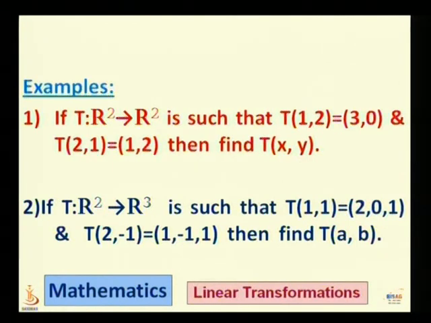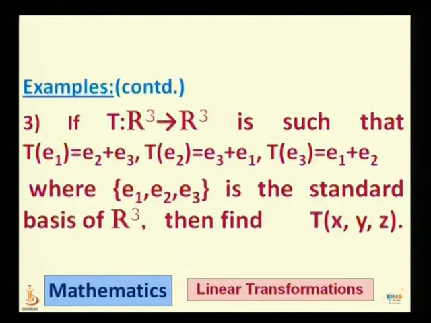Second example: if T from R2 to R3 is such that T of (1, 1) is (2, 0, 1), and T of (2, -1) is (1, -1, 1), then you can find out the formula of T of (a, b), that is the formula of T. You can do that.